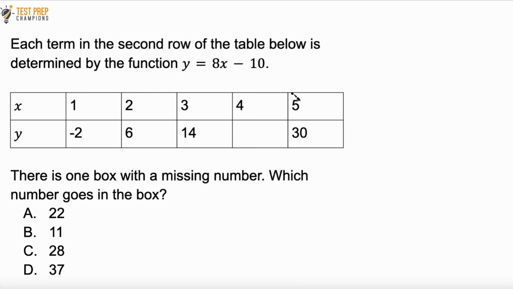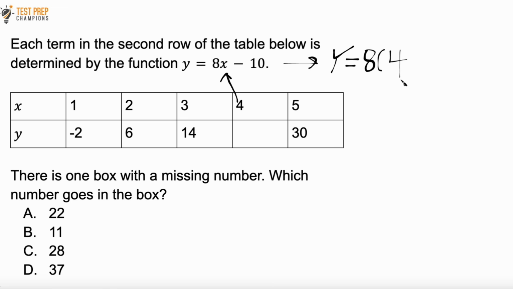Okay, so here what I'm going to do is take 4 and I'm going to plug it in for x. So I'm going to rewrite y equals 8x minus 10, but when I rewrite it, instead of writing the x, I'm going to put 4 in.